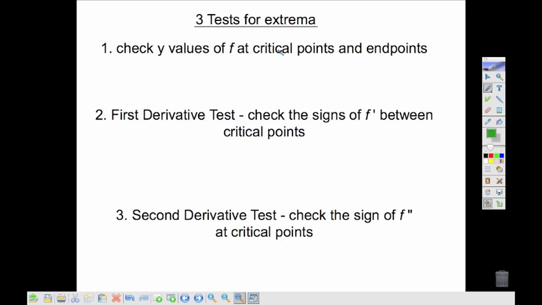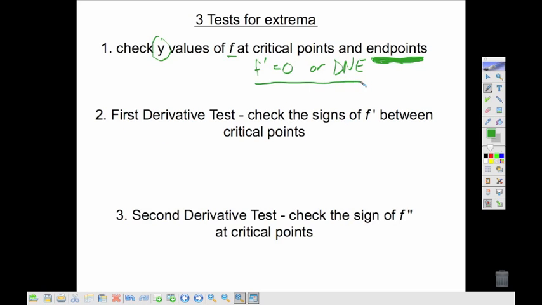So there's three tests we have right now for extrema. The first one is checking the y values. We would first find where f prime is equal to 0 or does not exist. But then we would check each of those critical points and the endpoints to find which y values are the greatest. If we need to know the endpoints and we want to know absolute maximums or minimums, we'll need to check the y values.